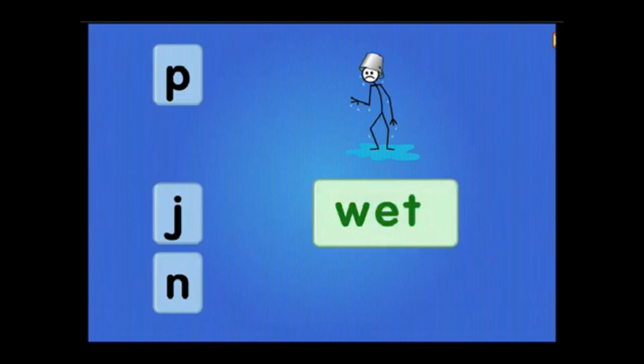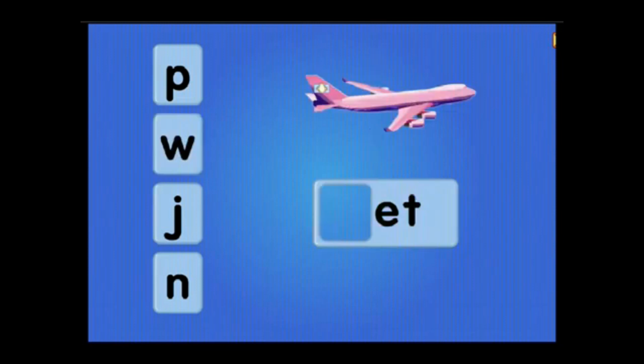Wet. Jet. Which letter makes the word jet? The letter P, W, J, or N? You decide. Jet.